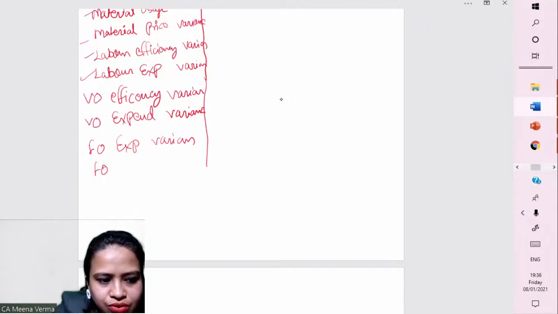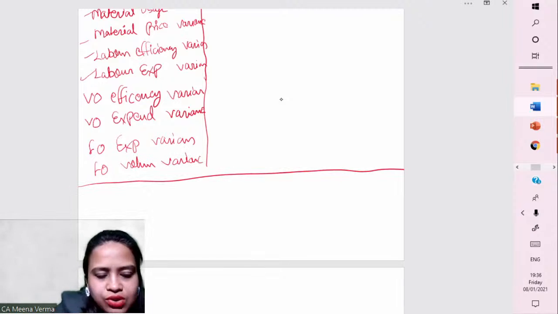And fixed overhead volume variance. Okay. All this information, after all these, you will get actual.